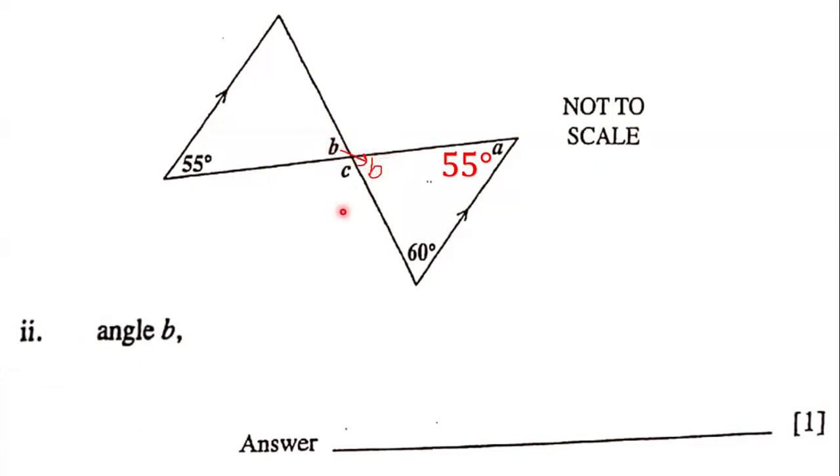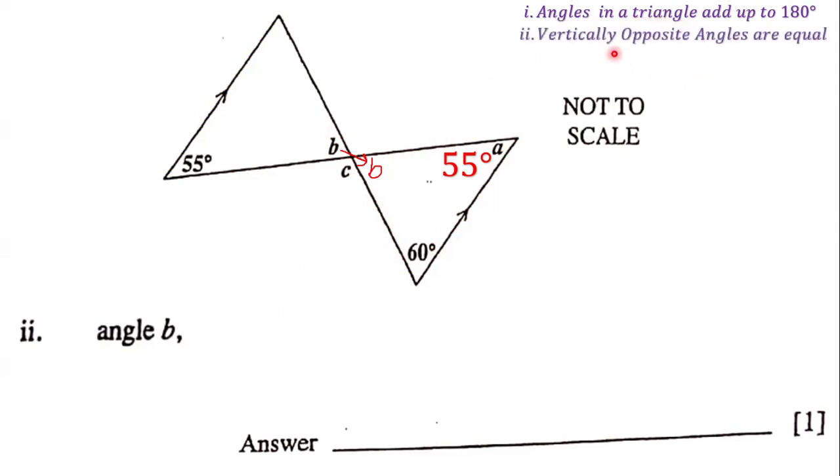And so in order to determine the size of angle B, we're going to figure out what this angle is first by using this triangle, figuring out what this size is. And then whatever this angle is, that will be the size of angle B because both of them are equal in measure. Okay, so here we use a useful geometrical rule which states that angles in a triangle add up to 180 degrees and that vertically opposite angles are equal.